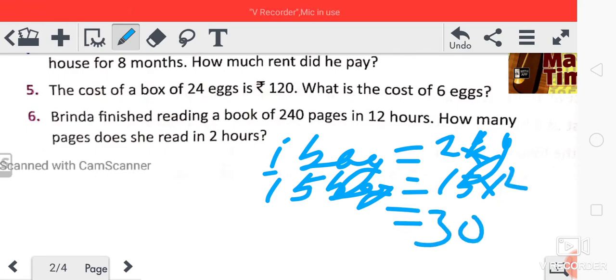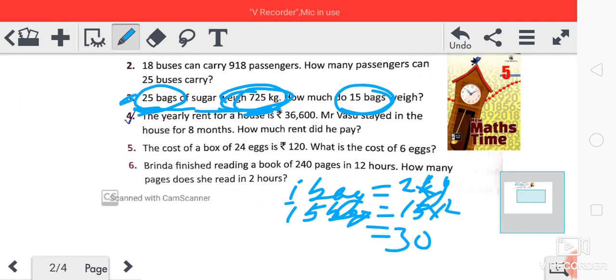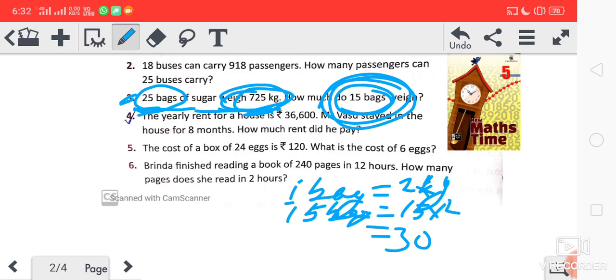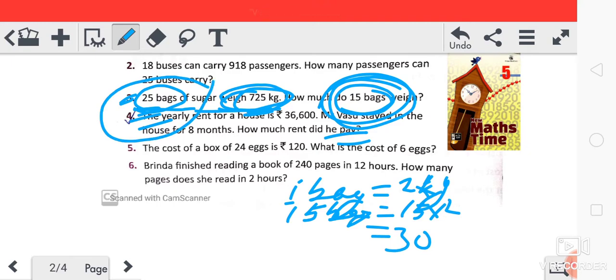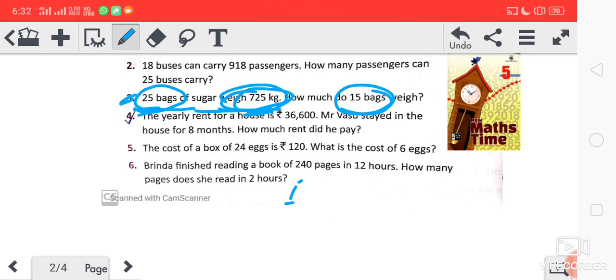Suppose. But so what will we do? The weight of one bag into 15, if we multiply, then we get the weight of 15 bags. Okay. So first of all we have to know the weight of one bag. Is the weight of one bag given here? No. Here it is given the weight of 25 bags. So first of all we have to find out the weight of one bag. Okay. So how will we find the weight of one bag?